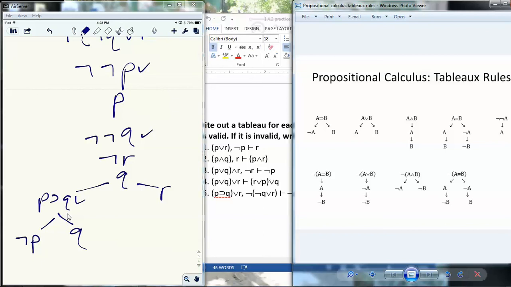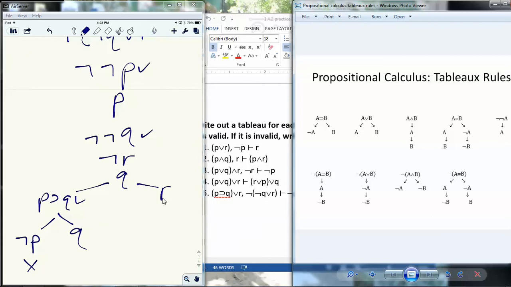Start here, not P contradicts P, cross that out. Q does not contradict anything. Here's another Q, doesn't contradict anything. Not R doesn't contradict anything. P doesn't contradict anything. This is an open branch. Again, I can stop there and just say it's invalid and work from there.